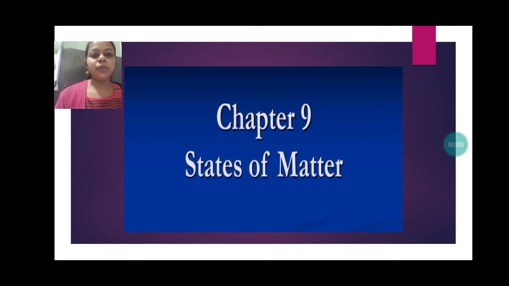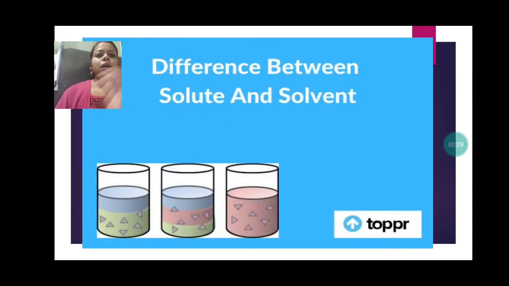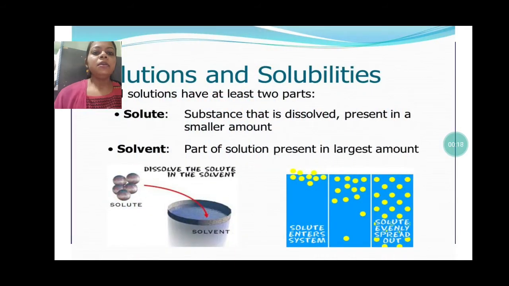Today we are going to discuss solute, solvent and solution. Okay, first of all, let's discuss what these terms are. Solute, the substance that is dissolved or which is present in the less amount, is known as solute. Solvent is the liquid, generally liquid, in which the solute is getting dissolved.